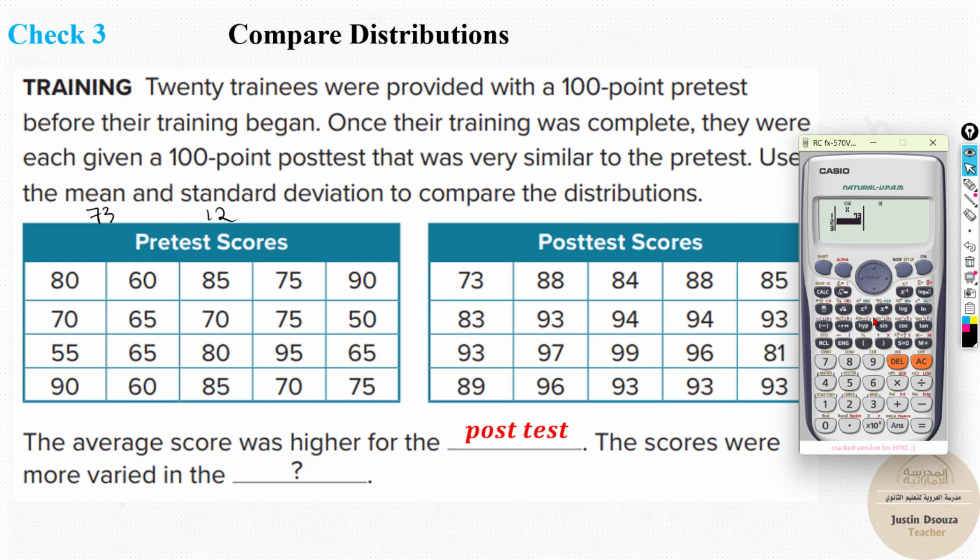It's 73, 88, 84, 88, 85, 83, 93, 94, 94, 93, 93, 97, 99, 96, 81, 89, 96, 93, 93, 93. Okay, a lot of 93s. And now we just press AC. Shift 1, 4. Let's look into the mean first. The mean is 86.05. So yes, the post-test score, average score, that's the mean. Average means mean was higher.